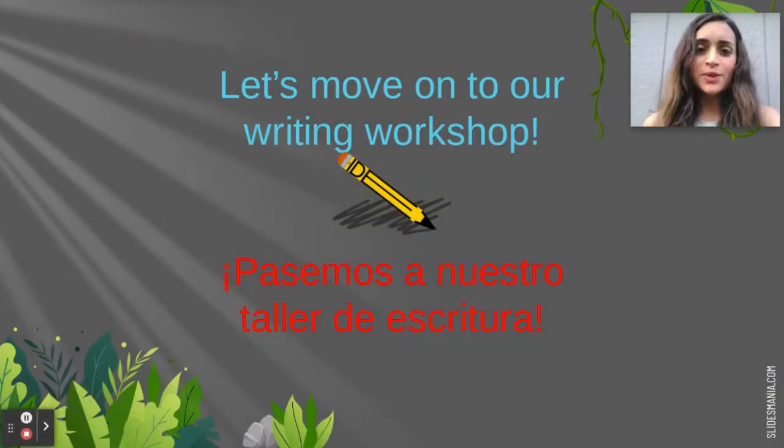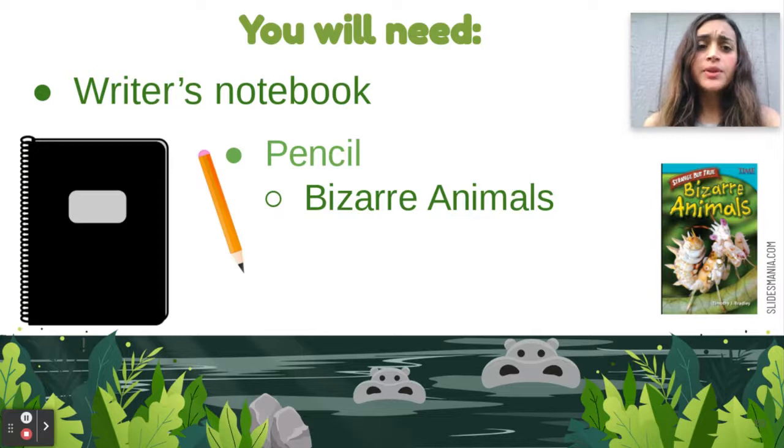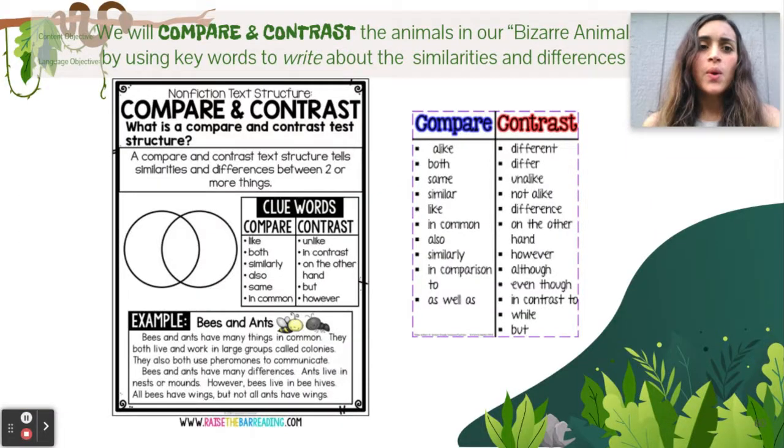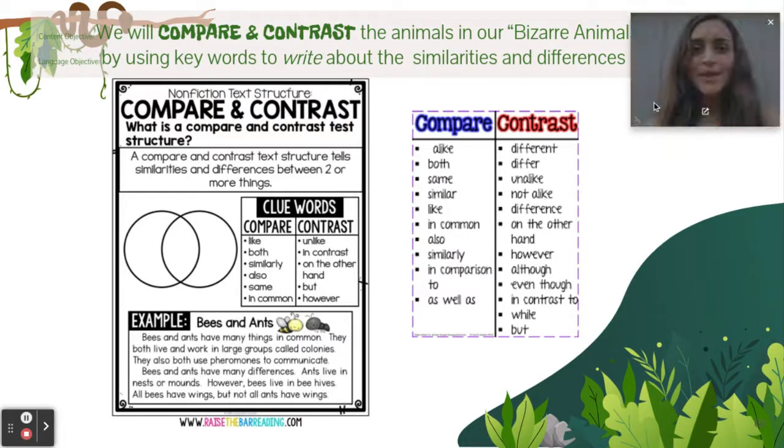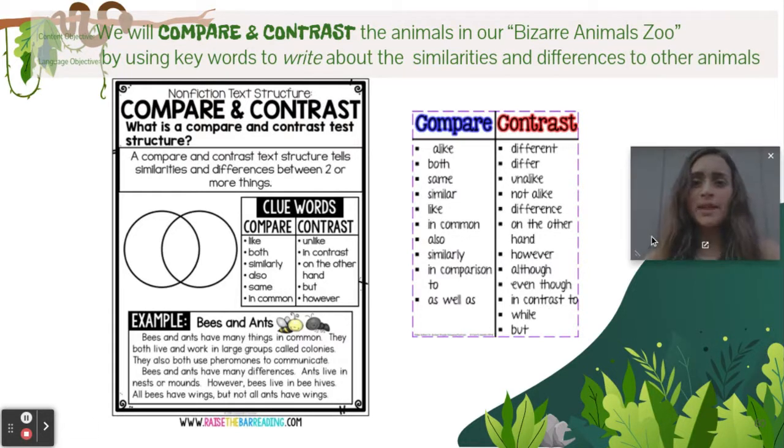And now let's move to our writing workshop. You will need your writer's notebook, pencil, and your Bizarre Animals book. Once again, we're going to continue talking about compare and contrast. We're going to compare and contrast the animals in our Bizarre Animals Zoo by using keywords to write about the similarities and differences to other animals.